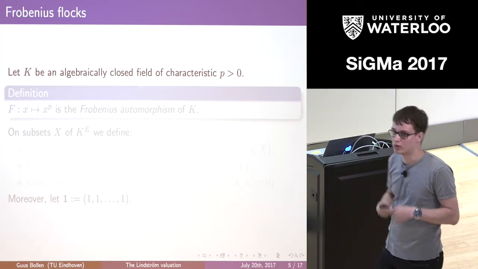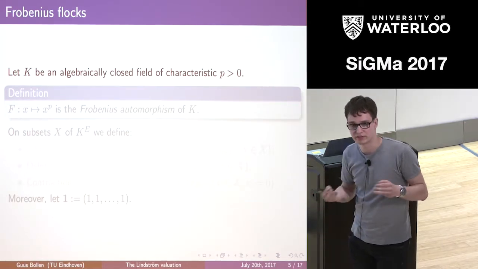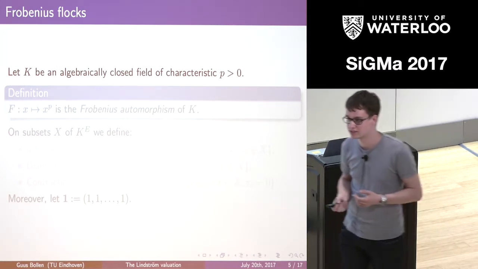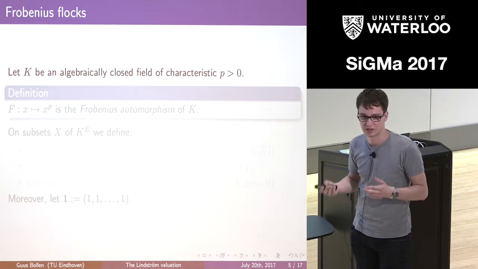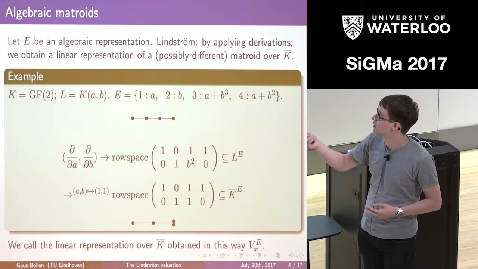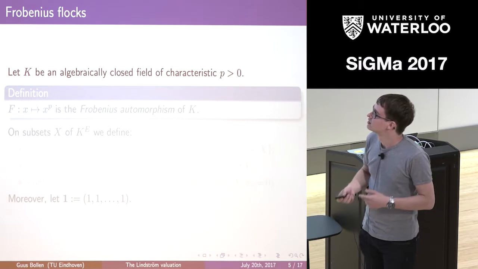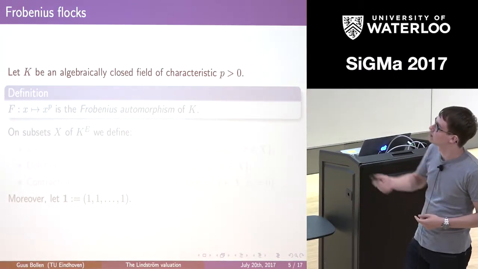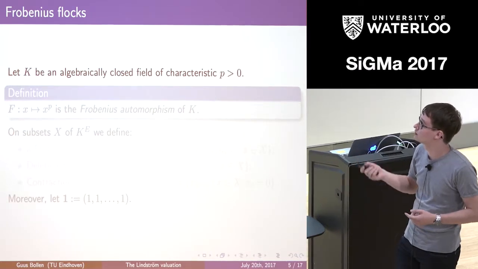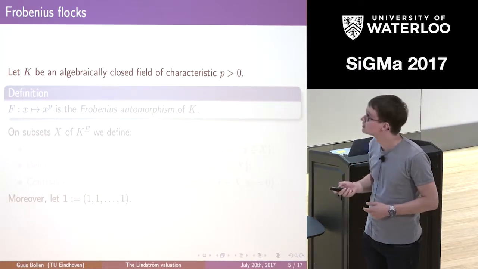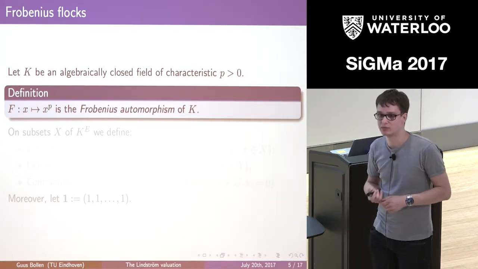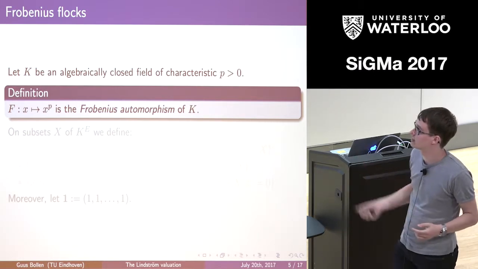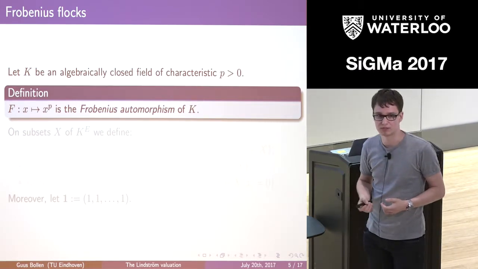Yeah, so we want to do this on a large scale because we've thrown information away about the original matroid. For instance, the fact that the elements 1 and 4 were a basis. So now we need some tools to do it on a large scale. So if K is an algebraically closed field of non-zero characteristic, then K has an automorphism sending an element of K to its pth power.